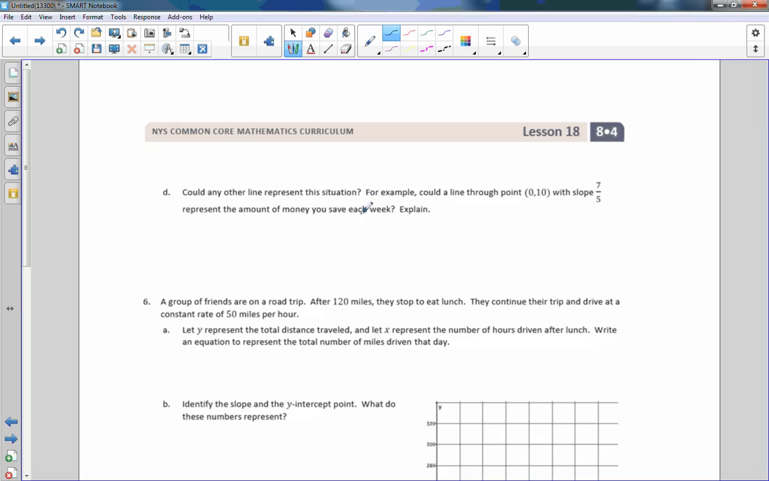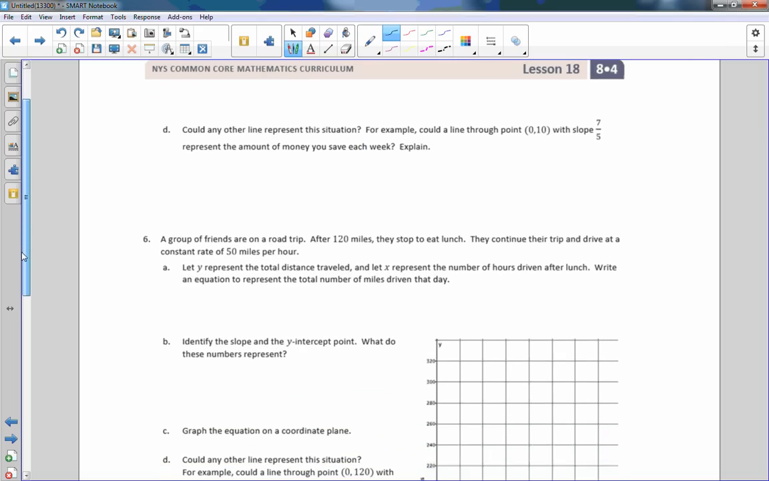So I explained it without writing. Okay, it could not represent the amount of money in this situation. It is putting money into your account at a slower pace. You're putting $7 in every 5 weeks instead of $7 every 4 weeks.